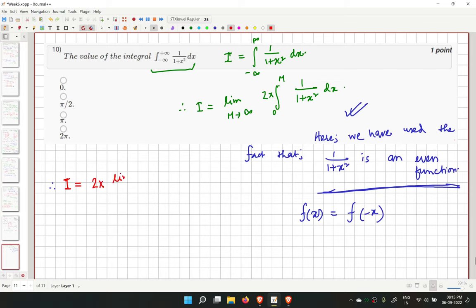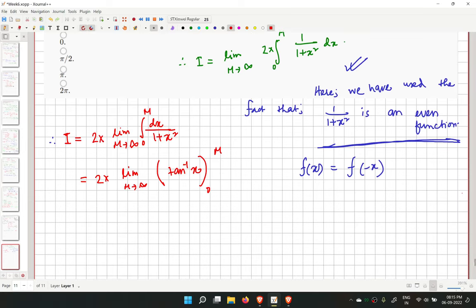Two times, limit m tends to infinity, integral dx 1 over x squared. And we are familiar with this integration, right? Yes, sir. Tan inverse x. Yeah, excellent. So this is just tan inverse x from 0 to m. So we have to evaluate it from 0 to m.